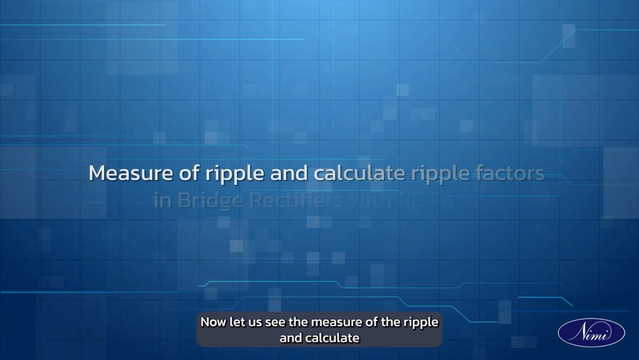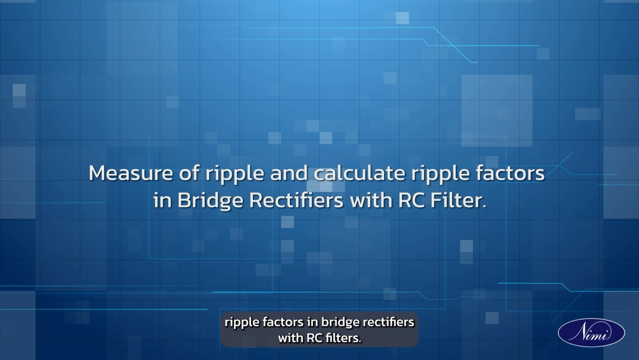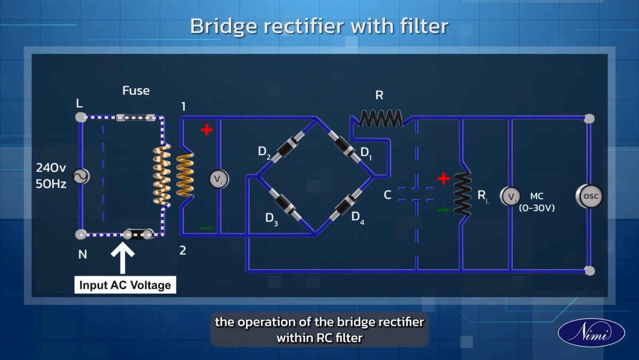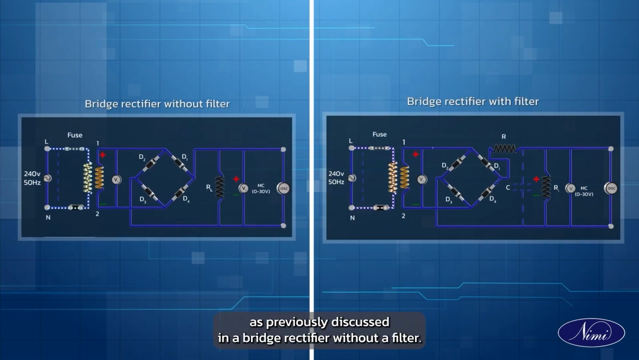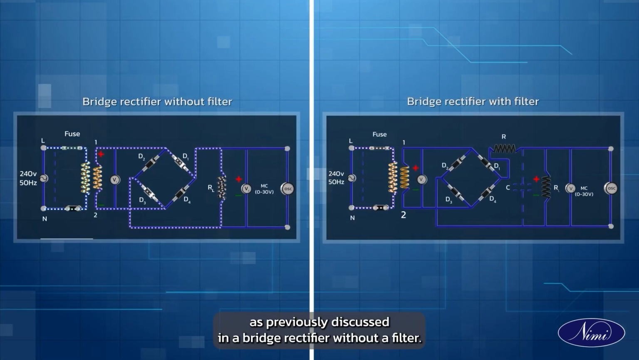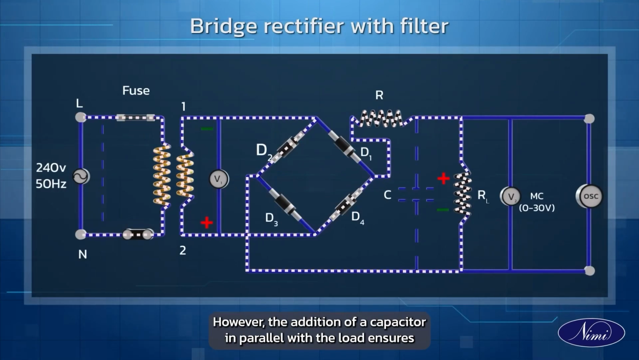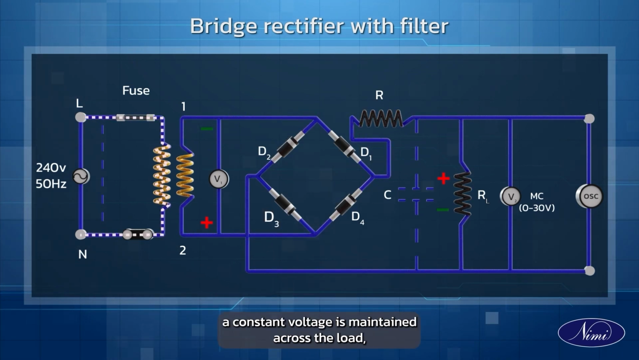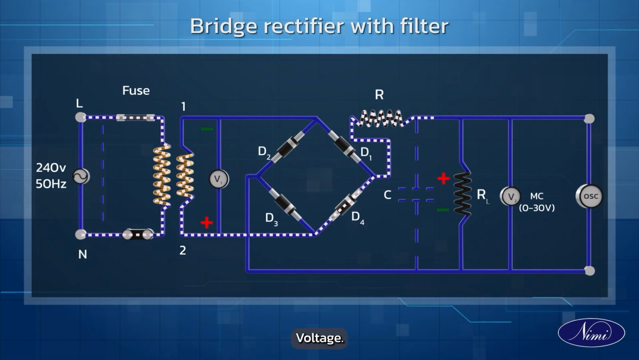Now, let us see the measure of the ripple and calculate ripple factors in bridge rectifiers with RC filters. Before going to the experiment, let's understand the operation of the bridge rectifier with an RC filter. As previously discussed, in a bridge rectifier without a filter, the circuit operates similarly. However, the addition of a capacitor in parallel with the load ensures a constant voltage is maintained across the load, resulting in a nearly constant DC output voltage.